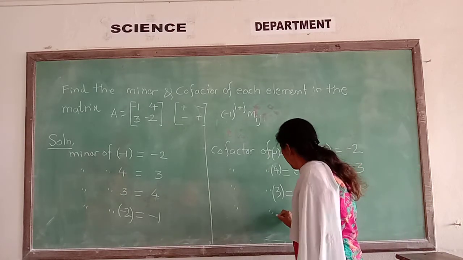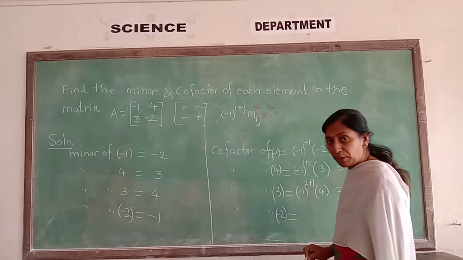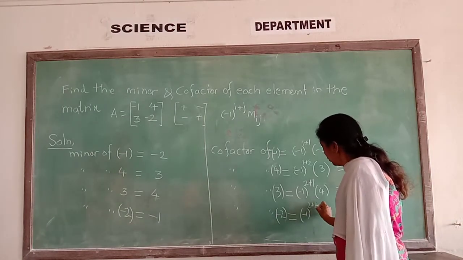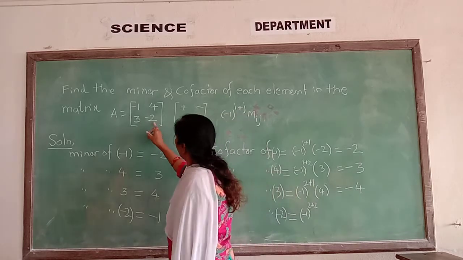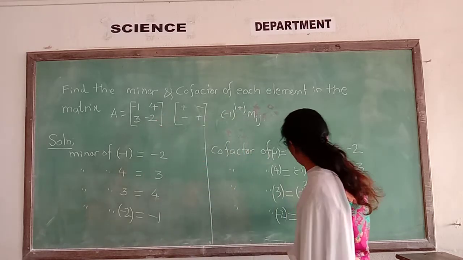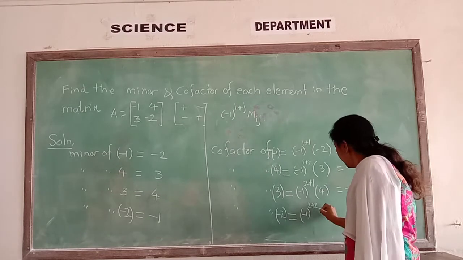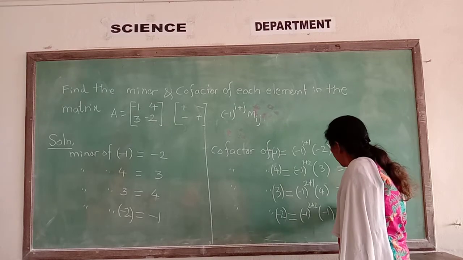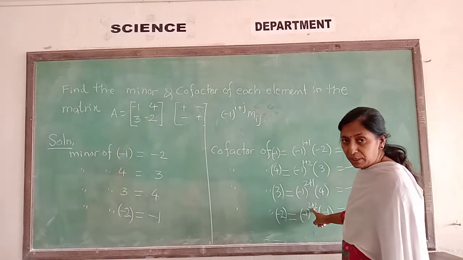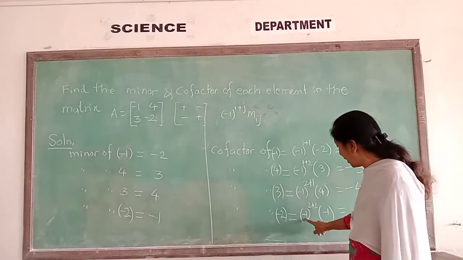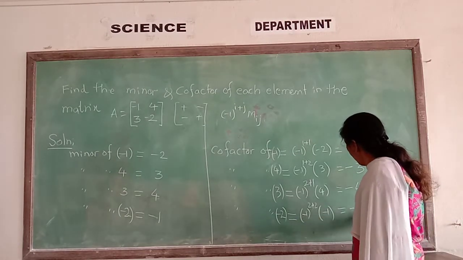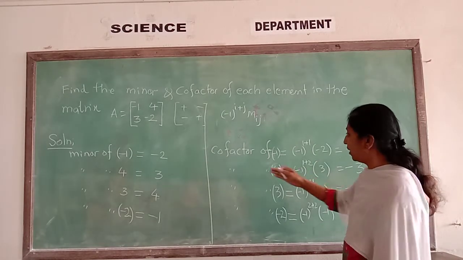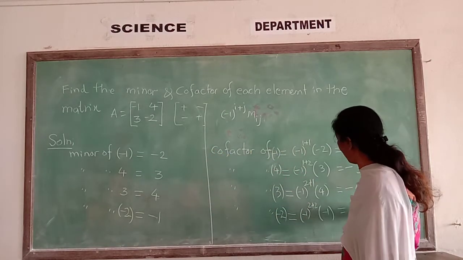Coming to the last one, the cofactor of minus 2. That is minus 1 to the power 2 plus 2, because minus 2 here is in the second row, second column. What is the minor of this? Minus 1. So 2 plus 2 is 4. It is even, and even means the minus will go. So plus into minus 1 is minus 1, the cofactor of minus 2. So this is how we have to find the minor of the elements and the cofactor of the elements.